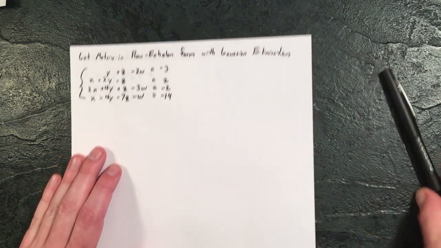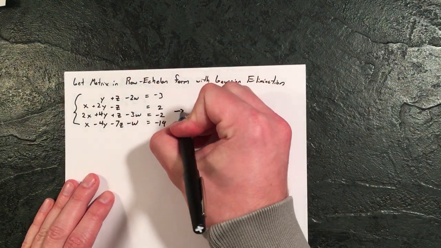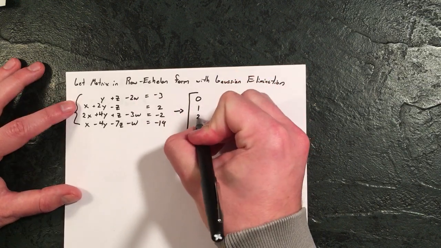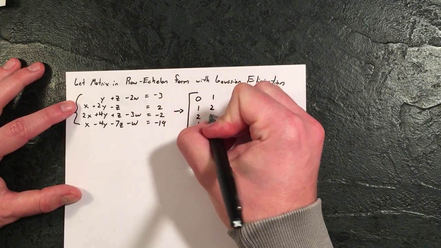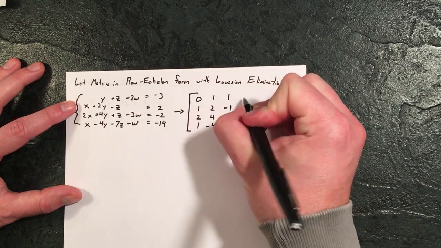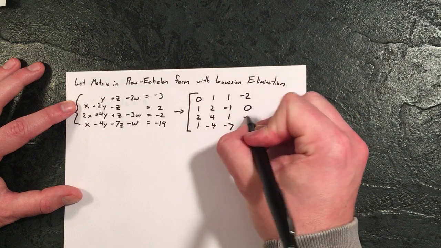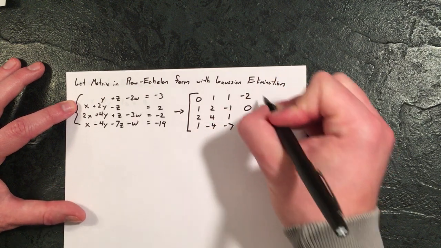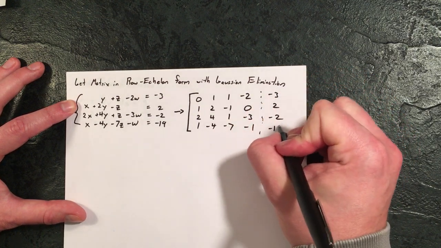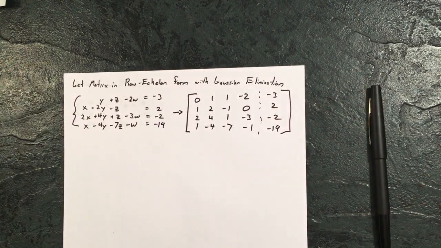So our first move is going to be, let's just rewrite this into a matrix. 0, 1, 2, 1, 1, 2, 4, -4, 1, -1, 1, -7, -2, 0, -3, -1, and -3, 2, -2, -19. Quick check to make sure I didn't botch this again. I think I did things okay.